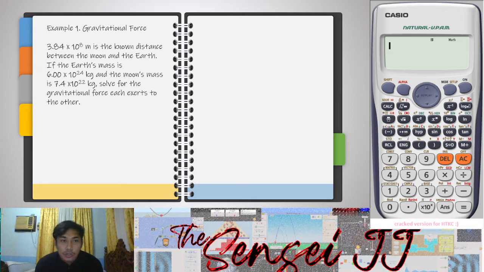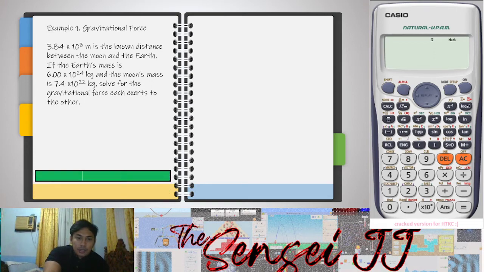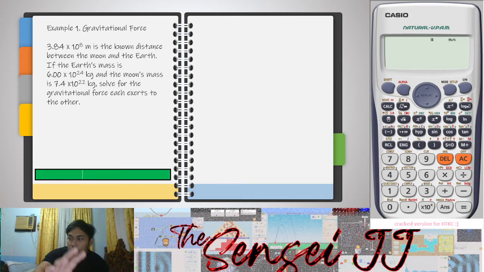If the Earth's mass is 6.00 times 10 raised to 24 kilograms, and the moon's mass is 7.4 times 10 raised to 22 kilograms, solve for the gravitational force each exerts on the other. So let's try to solve for this.